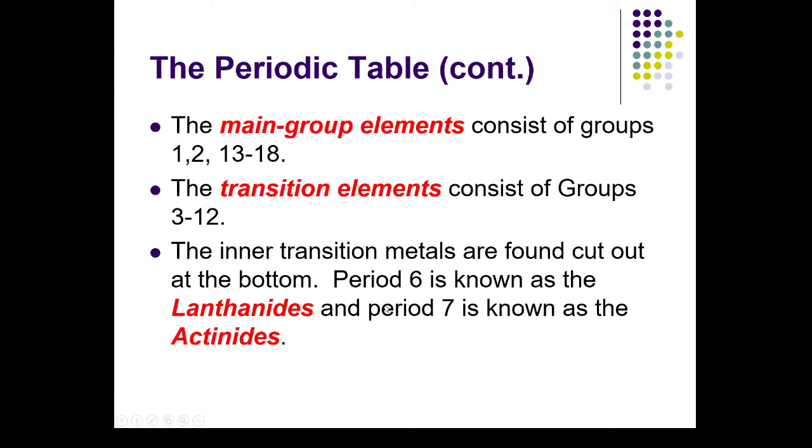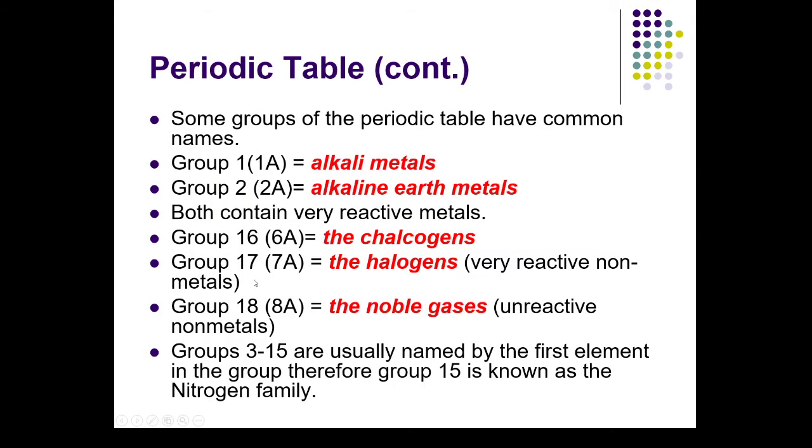So my main group elements, like I said, it's going to be important to distinguish between main and transition. My main group elements are 1, 2, and 13 through 18. My transition elements are 3 to 12. The reason they're called transition elements is that as we move from left to right on the periodic table, we're transitioning from metals to nonmetals. And again, the lanthanides and actinides, I explained them earlier, they're at the bottom, and we'll rarely talk about them in Gen Chem 1.